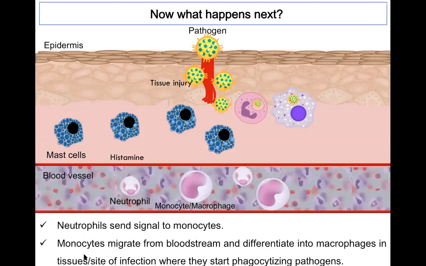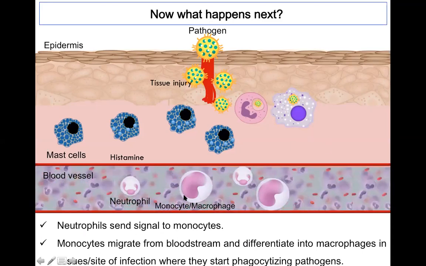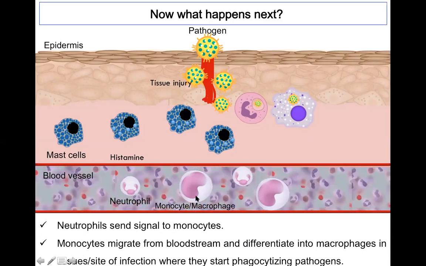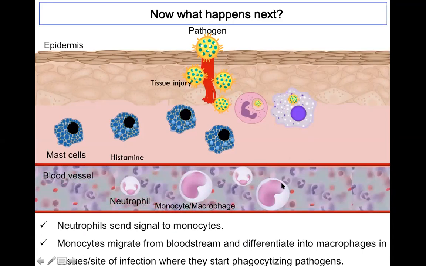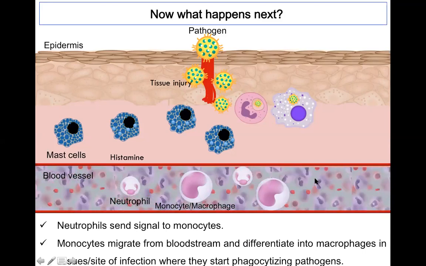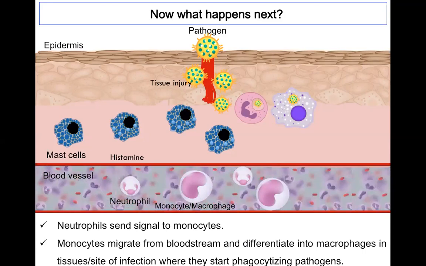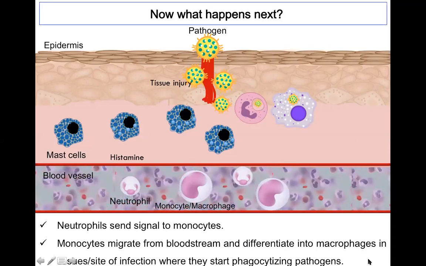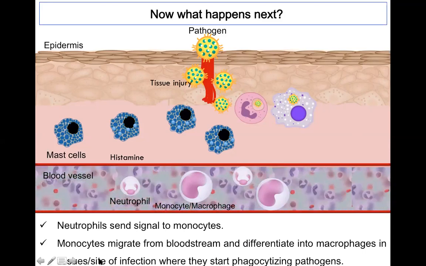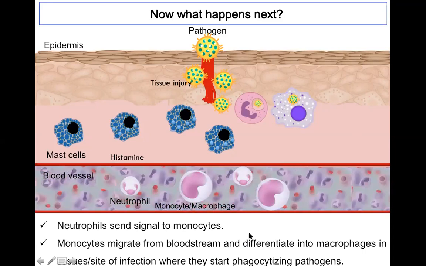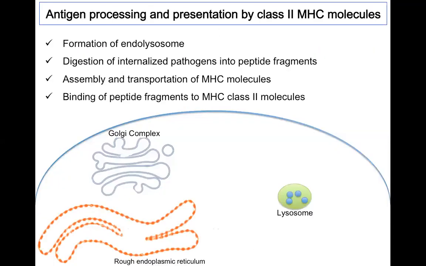So what is happening here? Monocytes migrate. If they're inside the blood vessels, we call them monocytes. When they go out of the blood vessels, they slightly differentiate, and then they can engulf material easily. They are the same as a monocyte, but when they start doing that function, they are known as a macrophage. At the site of the infection where they start phagocytizing the pathogens, they start engulfing the pathogens, as you can see here.